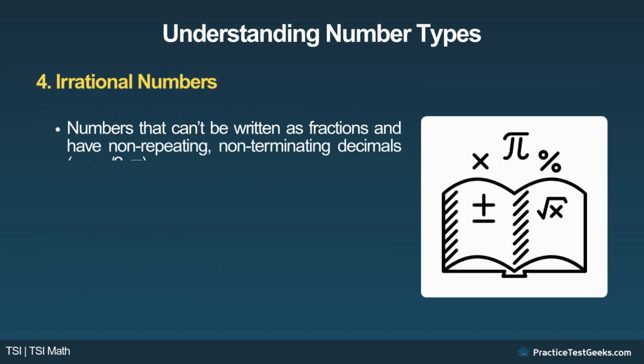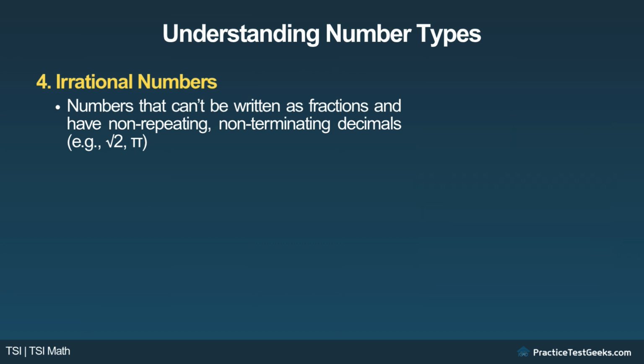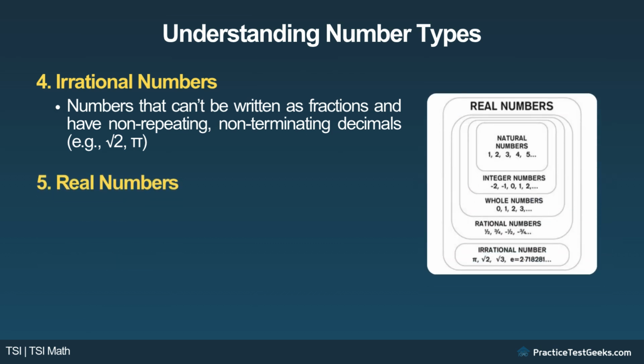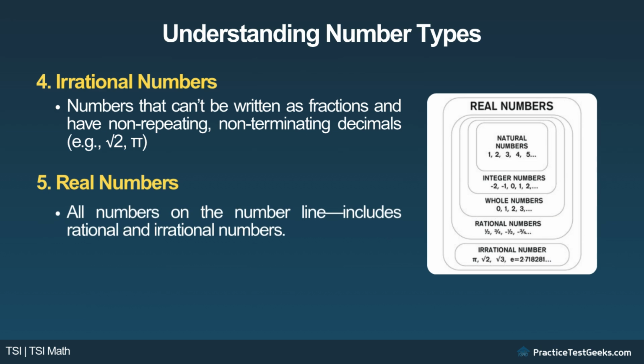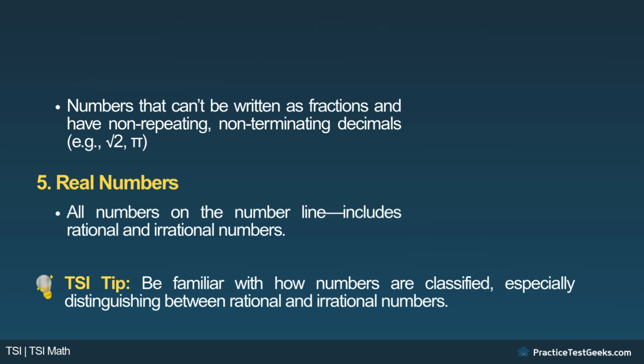4. Irrational numbers. Numbers that can't be written as fractions and have non-repeating, non-terminating decimals. Example, square root of 2, pi. 5. Real numbers. All numbers on the number line, includes rational and irrational numbers. TSI tip: be familiar with how numbers are classified, especially distinguishing between rational and irrational numbers.